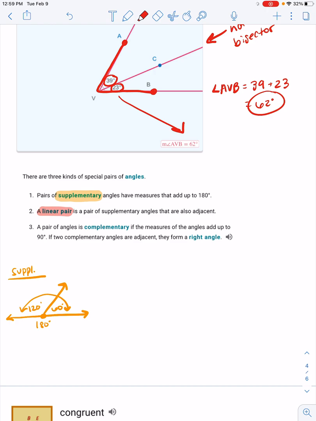So if I look at those two angles that I just had, like this angle and this angle, they make a straight line when I put them together. So that 60 degrees and 120 degrees, they're together and they make a line, which means they're supplementary and they're adjacent, okay? So that's a linear pair. I believe that is one of those things that might pop up somewhere. So linear pair means they're supplementary and also adjacent, okay?